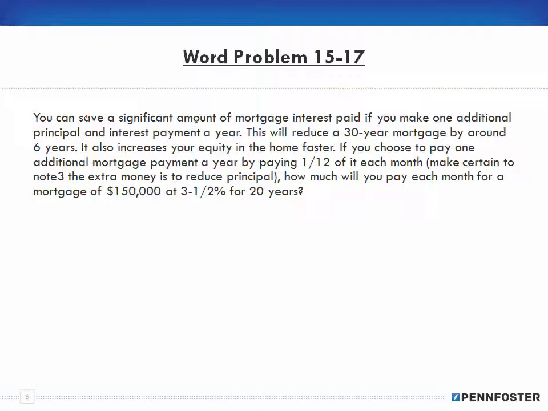Okay, 15-17 says you can save a significant amount of mortgage interest paid if you make an additional principal and interest payment a year.